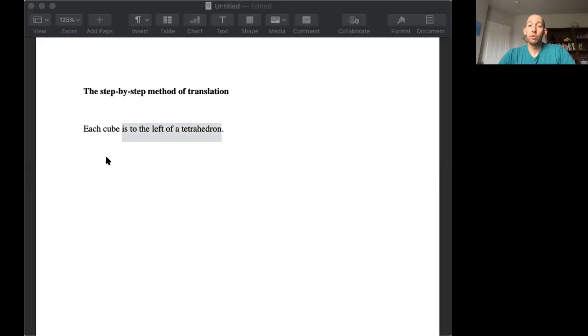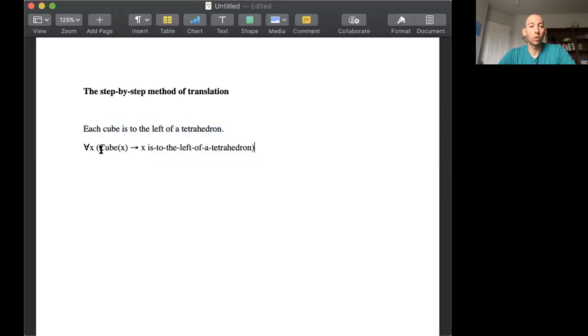The way that we translate universally quantified sentences, recall, is by using the material conditional. So if we look at each cube, we're going to need a universal quantifier out front, and then we're going to say that the variable is a cube. We're going to put that in the antecedent of the conditional, and then we're going to take this whole unit and put that as the consequent. So it'll look something like this. So we've got our universal quantifier out front. So we're saying for all x, when x meets the condition of being a cube, then this verb phrase.